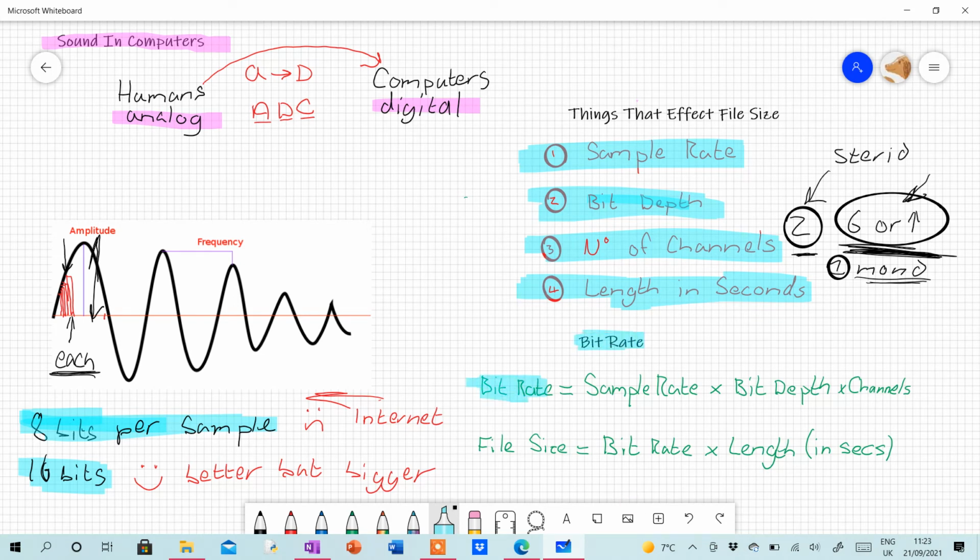The bit rate is equal to the sample rate, that's how many samples are taken per second, multiplied by the bit depth. Remember, that's how many bits are given to each sample, which we talked about earlier, multiplied by the channels, which is what we talked about here. Most of the time it's going to be 2, but it could be anything really. And that will give you your bit rate.